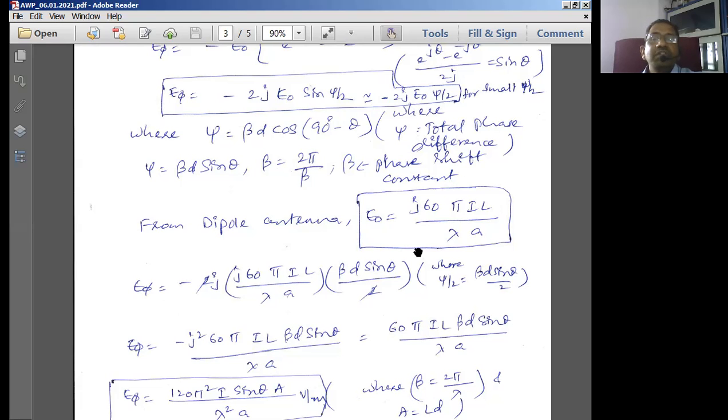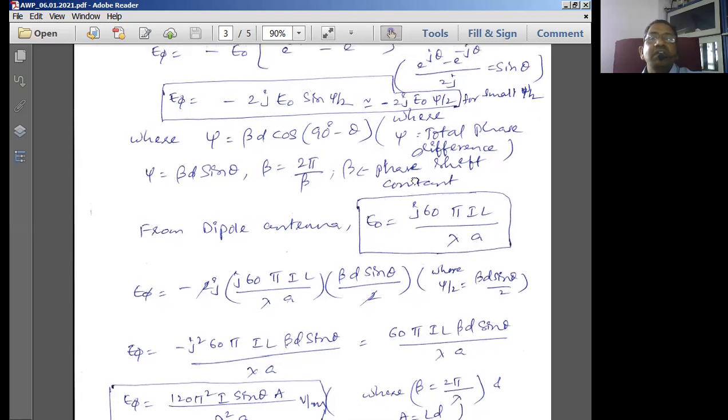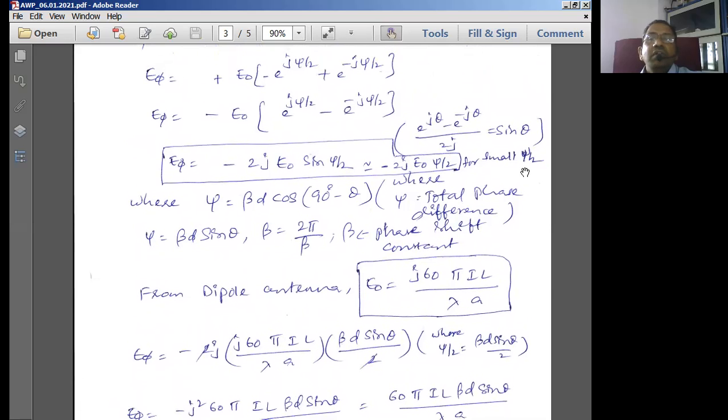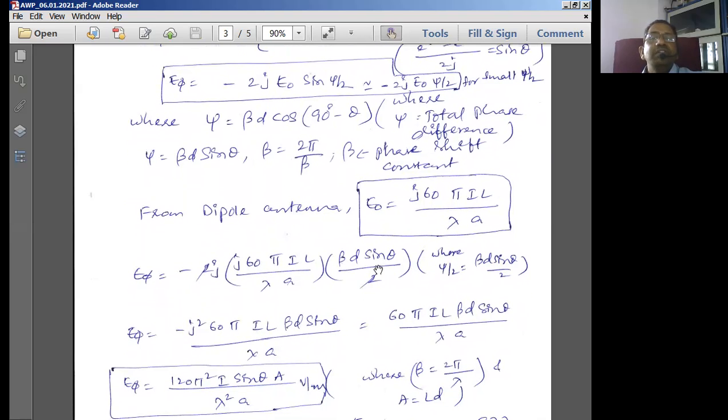Now let us substitute this E naught equation in this E phi equation. So E phi is equal to minus 2j, and instead of E naught, I can write j60 pi IL by lambda r. Then next, I am going to have sin xi by 2. Now we'll be dealing with small total phase differences. So for small total phase differences, sin xi by 2 is equal to xi by 2, which we can replace. Once we replace this, I can write this as xi by 2.